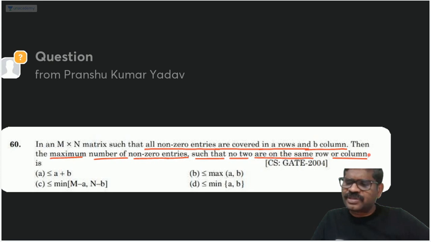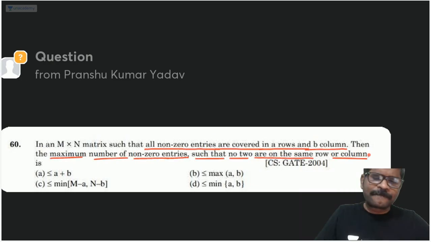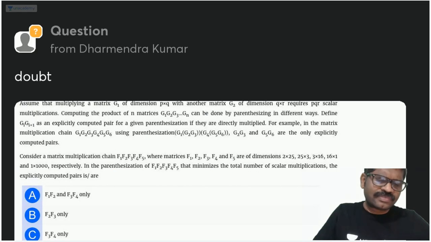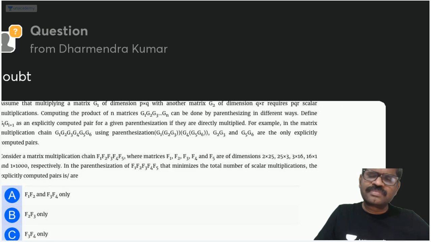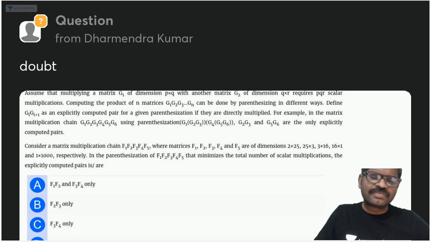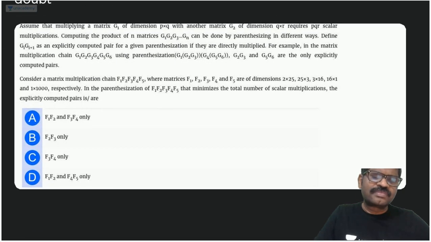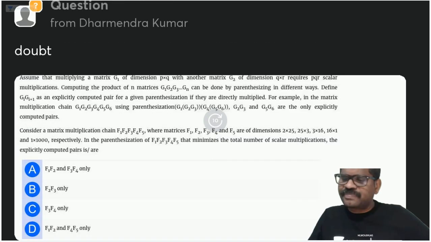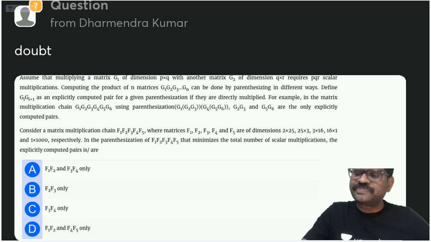Pranshu, you posted these two questions in the WhatsApp group. I will solve it. Post it in the doubt solving group.